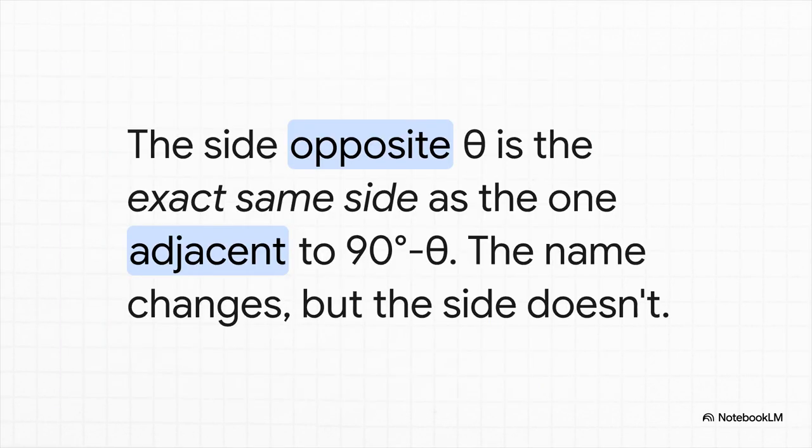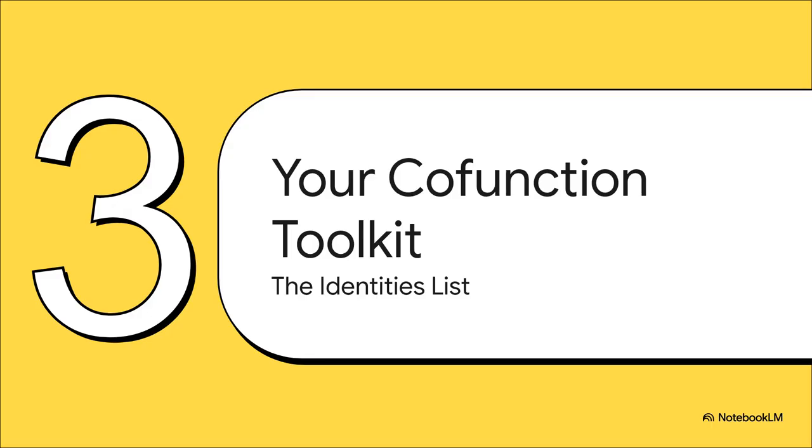And that's the whole magic trick right there. The labels opposite and adjacent just depend on which corner of the triangle you're looking from. The actual side of the triangle doesn't change one bit. So the sine of one angle and the cosine of its complement have to be the same value, because they're literally describing the exact same ratio of sides. Now, this beautiful relationship isn't a one-off thing just for sine and cosine. Nope, it works for all three of our cofunction pairs.